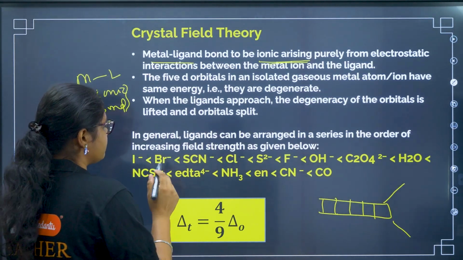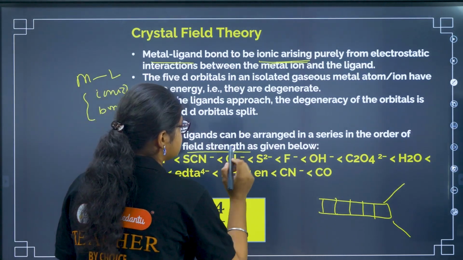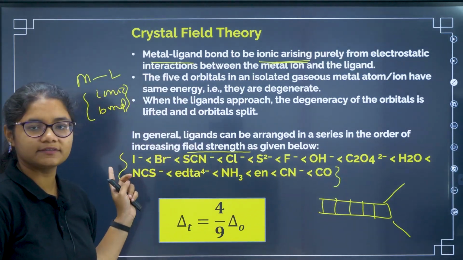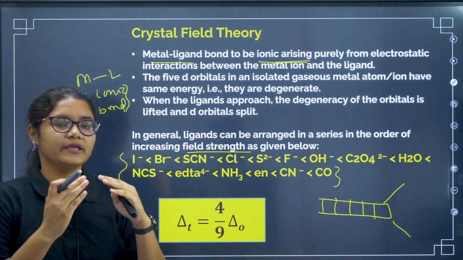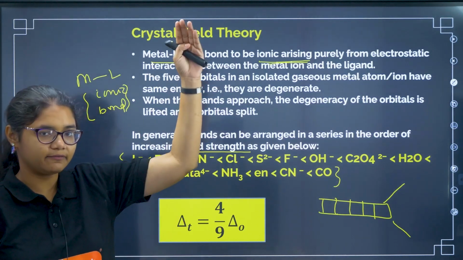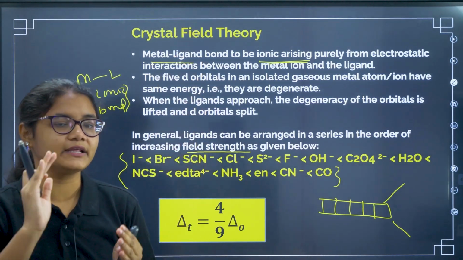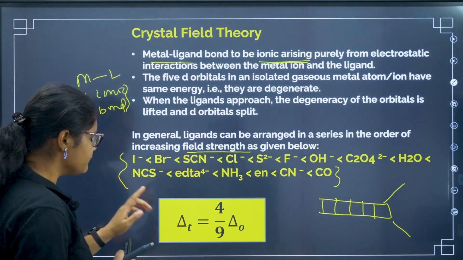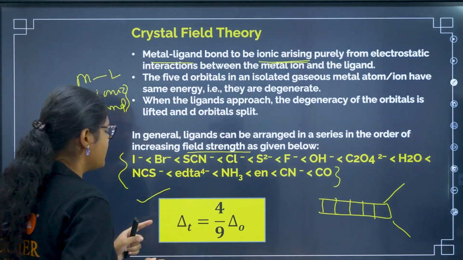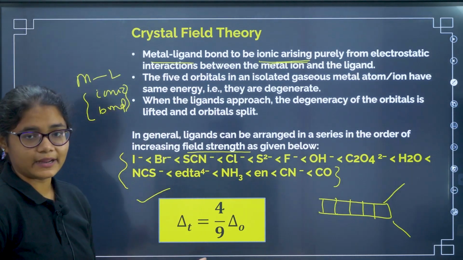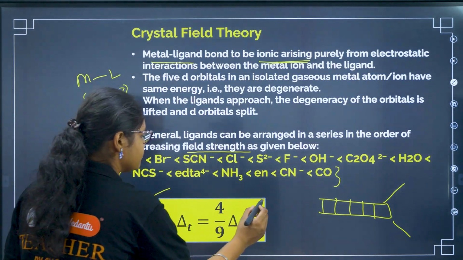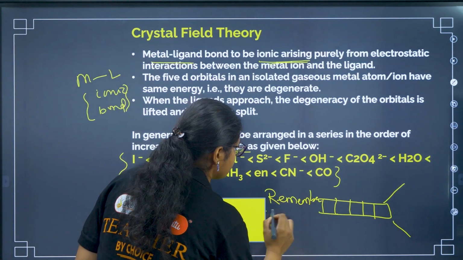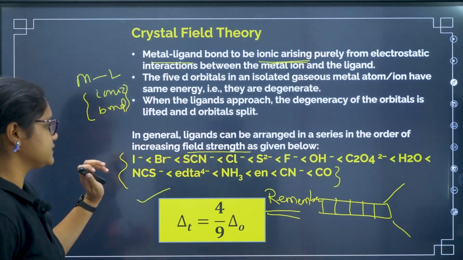Now before that we will see something called ligand field strength. So this is the order, the strongest ligand and this is the weakest ligand. If it is a strong field ligand, the splitting will be more. If it is a weak field ligand, splitting will be less, right? Now we have this formula also, you have to remember, delta T is equal to 4 by 9 of delta O. This is an important formula, please remember this. You can get small numericals from here.